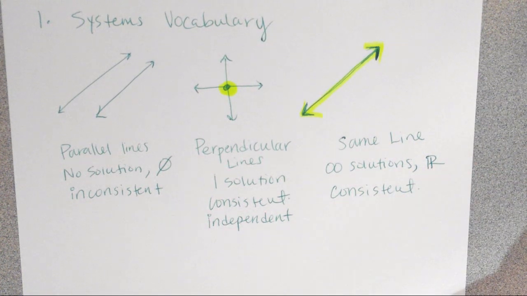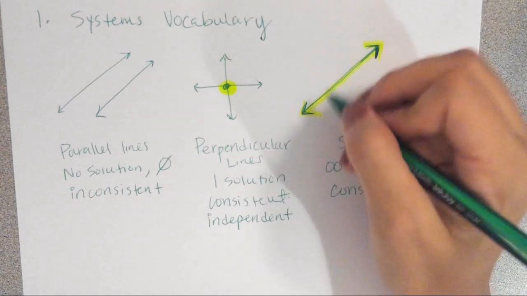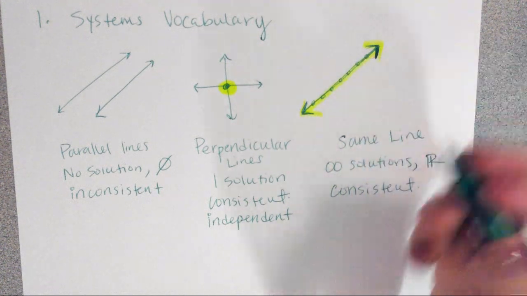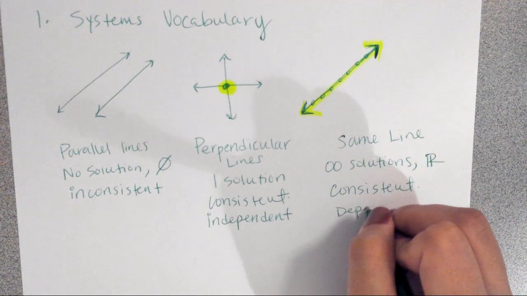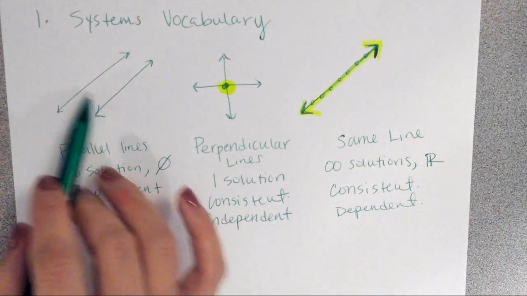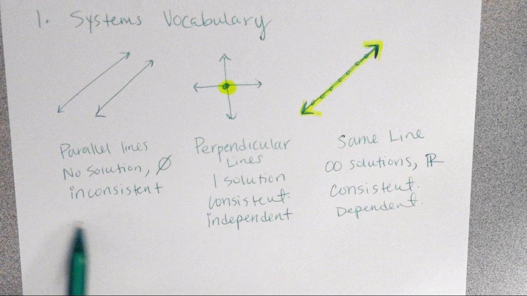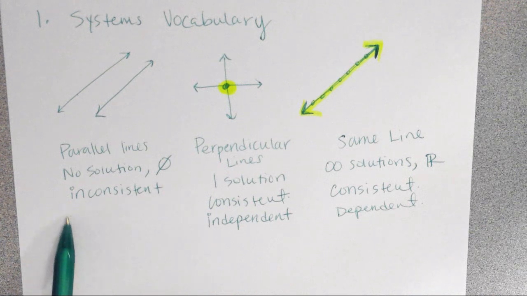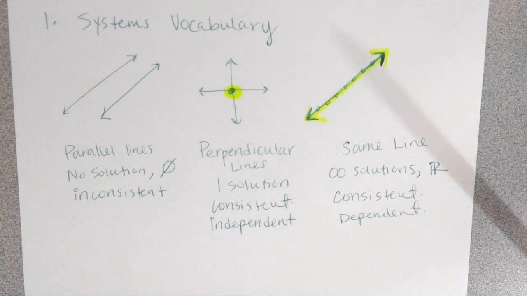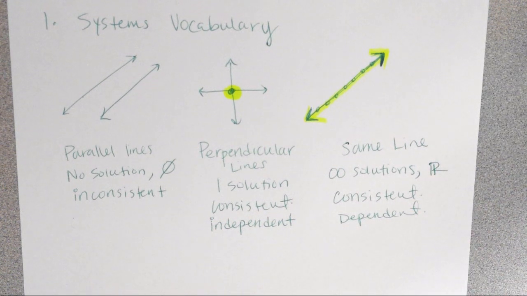And then now we just have to figure out, is it independent or dependent? Because there's a whole bunch of solutions, right? They all share multiple points. There's more than one, so this is going to be dependent. So notice that the pair of parallel lines are the only ones that aren't independent or dependent. It's just missing that last piece. Alright, those are all the different vocabulary words, guys, that you need to know for this test.